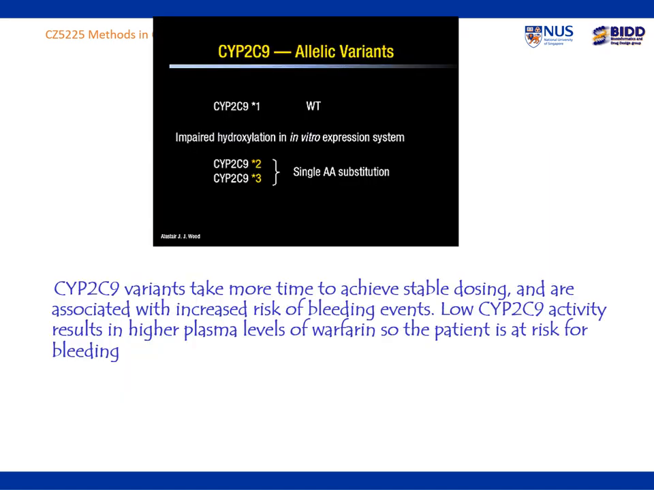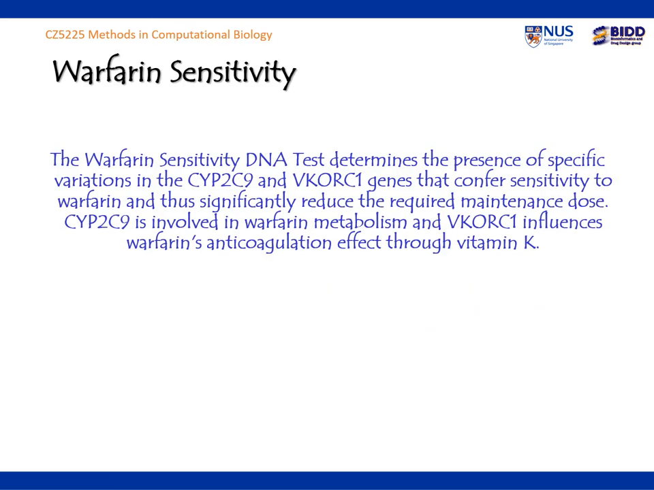Then another polymorphic allele that is present is CYP2C9, and there are some other alleles with single amino acid substitution also present. But the CYP2C9 variants take more time to achieve stable dosing, and they are associated with an increased risk of bleeding events. Low CYP2C9 activity results in higher plasma levels of warfarin. So the patient is at risk for bleeding here. So the few individuals who have the CYP2C9 polymorphism or VKORC1 polymorphism genes are sensitive to warfarin.